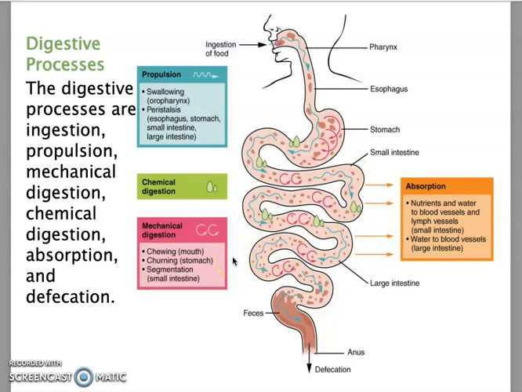Then we go to the absorption phase, which is where the nutrients and water go to the blood vessels and lymph vessels. That is done primarily in the small intestine. And then in the large intestine, the water that we absorb from our food goes to blood vessels. And then lastly, defecation. That's what happens when you have to use the bathroom. All that food that did not get used or absorbed comes out as waste.